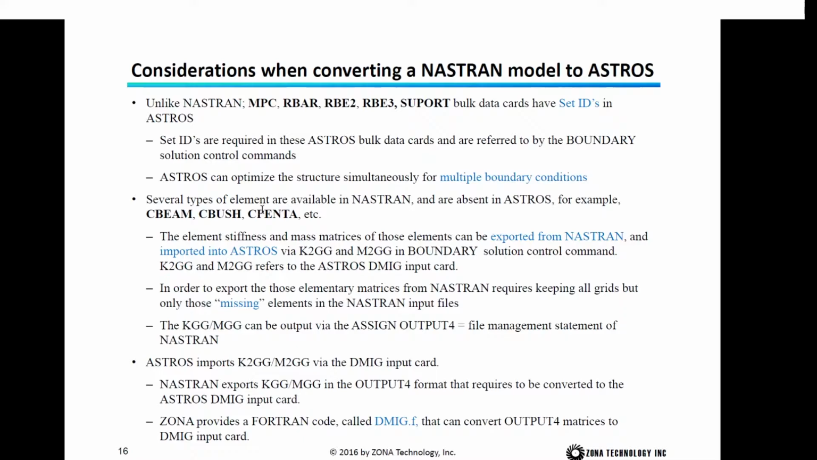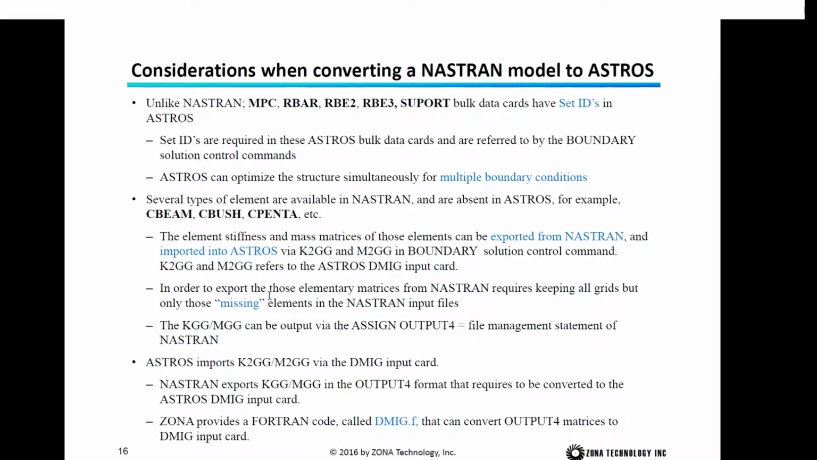Several types of elements are available in NASTRAN and are absent in ASTROS. For example, CBEAM, CBUSH, CPANDA. The element stiffness and mass matrices of those elements can be exported from NASTRAN and imported into ASTROS via the K2GG, M2GG in the boundary solution control command.